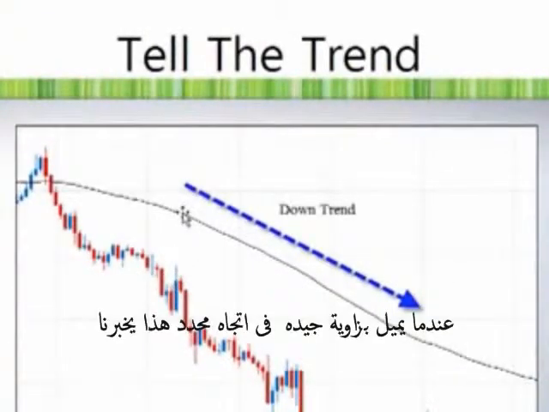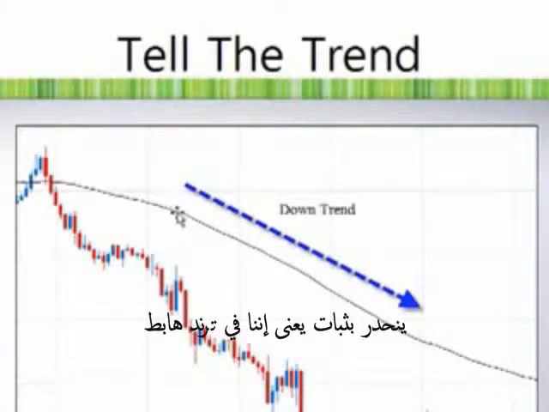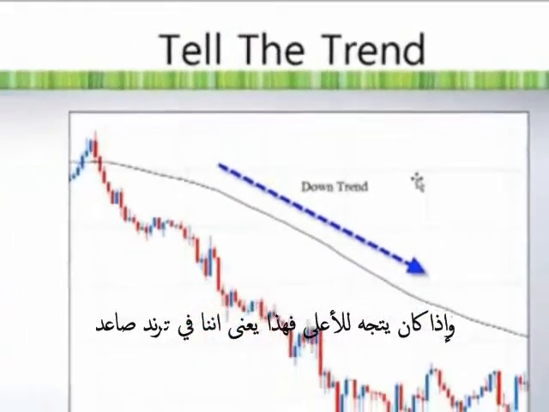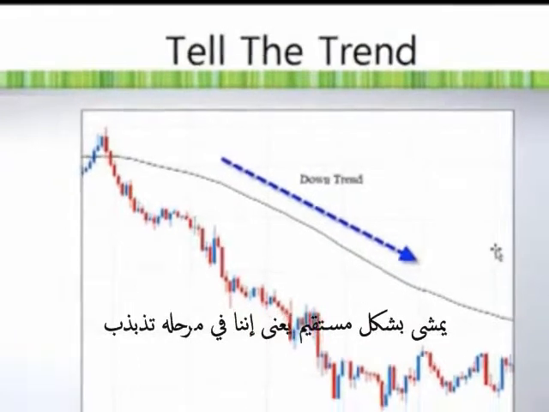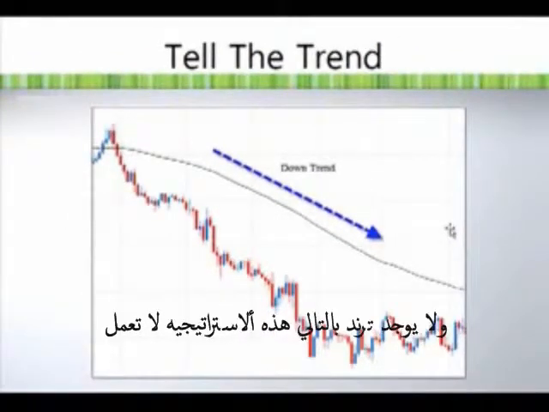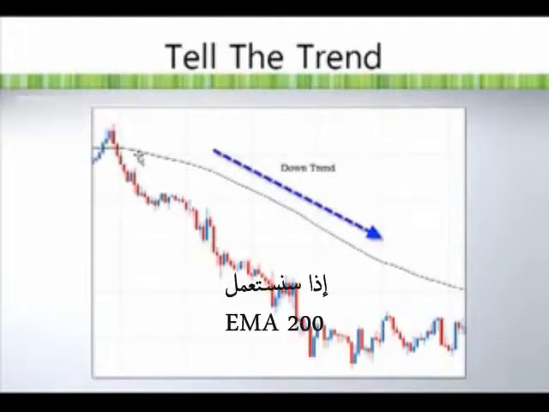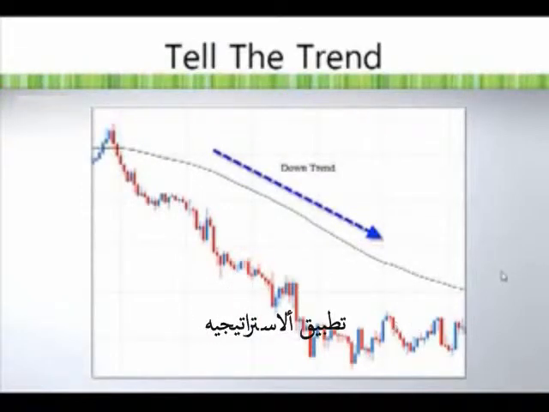When the 200 EMA is sloping at a good angle in a particular direction, it is telling you that it's in a strong trend. In this case, you can see it's sloping downwards in a steep gradient, so basically it's in a strong downtrend. If it's sloping upwards with a good gradient, it's an uptrend. If you see the 200 EMA pretty flat, you know this is in a state of consolidation, and therefore there's no trend, and this strategy doesn't work. When there's no trend, this strategy doesn't work. What you need to do is wait for the 200 EMA to slope in a particular direction, and then you can start to apply this strategy.